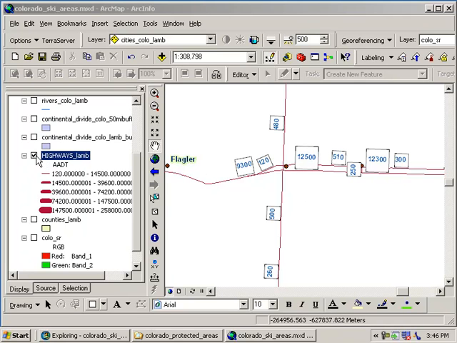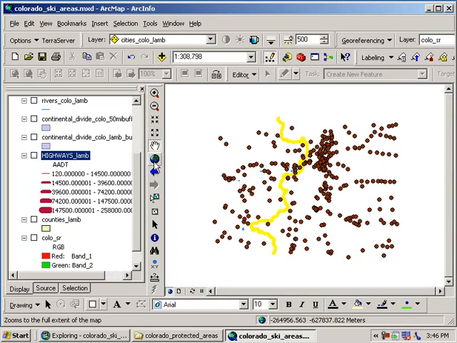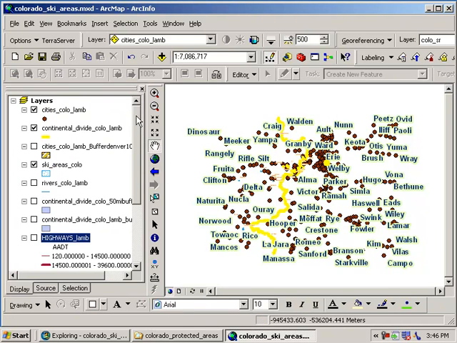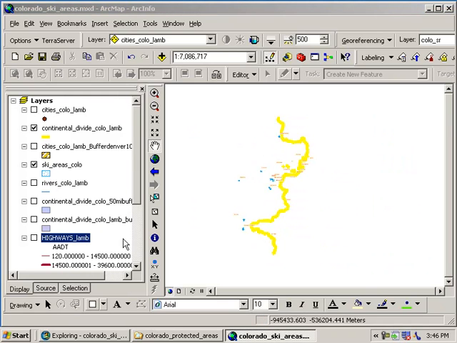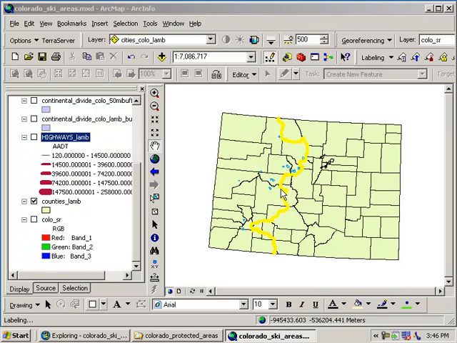I'm going to go ahead and turn off highways for the moment and go back to the whole state by clicking on the globe. Okay, now I see cities, Continental Divide. It's kind of busy, so let's turn off cities for the moment. Maybe I'll turn on the counties. And okay, so now I see counties, Continental Divide, and some ski areas.